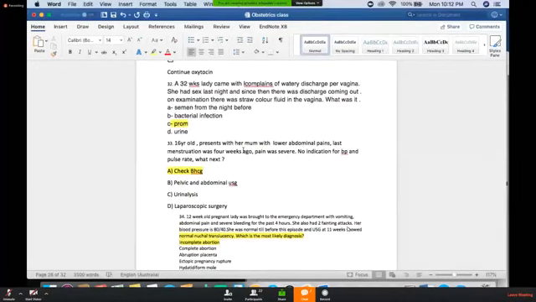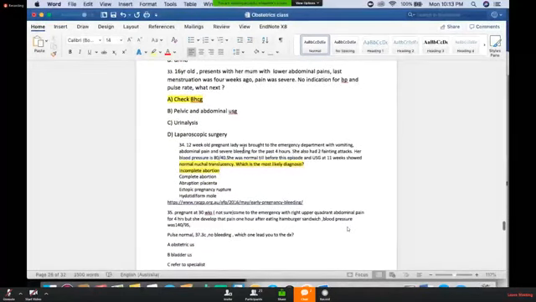Next, a 16 year old presents with her mom with lower abdominal pain. Last menstruation was 4 weeks ago. Pain was severe. No abnormality in BP and pulse rate. What next? Beta HCG. So, why do you check beta HCG? Yes, to rule out pregnancy, and she is in the sexually active age group. We don't know if she is sexually active or not, but it is always good to check beta HCG. Okay? It is a general rule to check beta HCG.